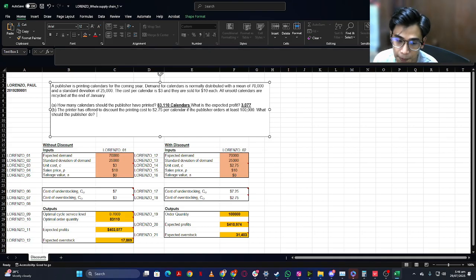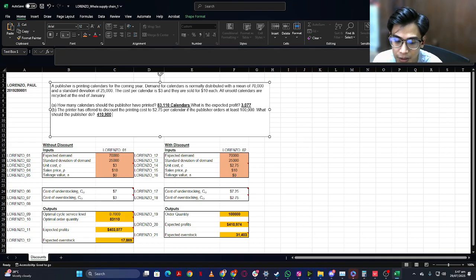Now for letter B, should the publisher accept the discount offer? Yes, they should. If the publisher orders 100,000 calendars at the discounted rate of $2.75, the expected profit increases to $410,900. Just underline that. Despite more overstock of at least 31,403 versus 17,869, the lower cost per unit leads to significantly higher overall profits.